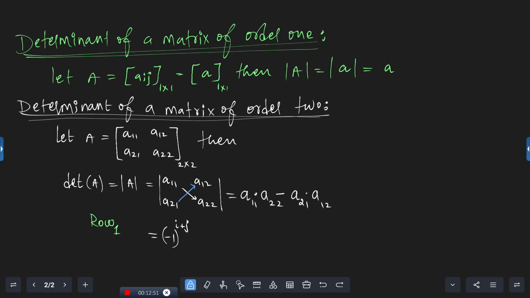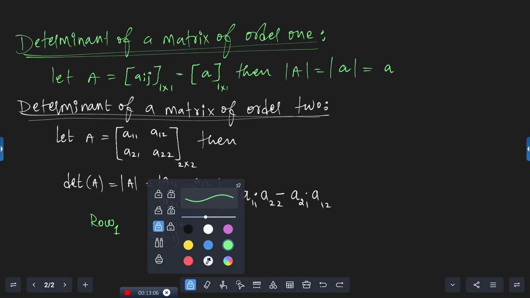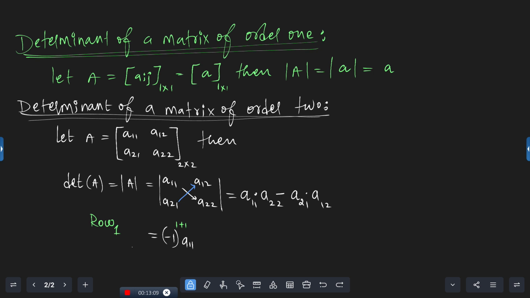Suppose I am going row wise. See, I said minus 1 whole power i plus j. When I take the first element, the i and j values are 1, so 1 plus 1. Into the first element A11, the row and column you have to strike out. What remains, you multiply with A11. After removing that row and column, I have A22 only, so I multiply A22 with A11. In the same manner, minus 1 whole power, when I go to the second element, what is the second element?